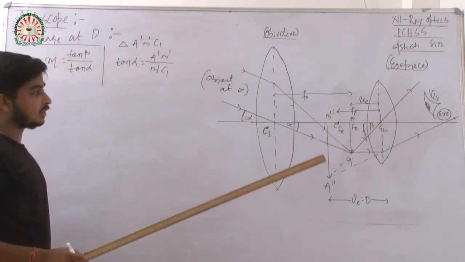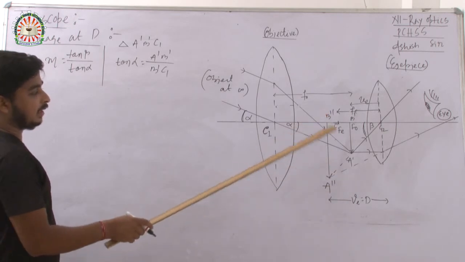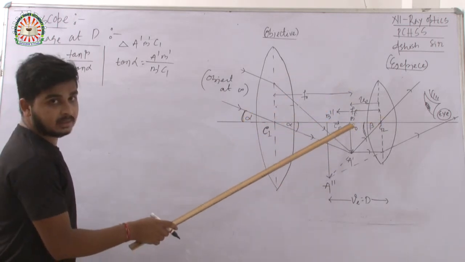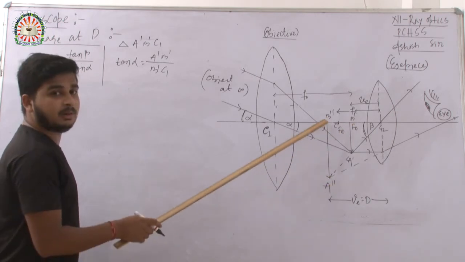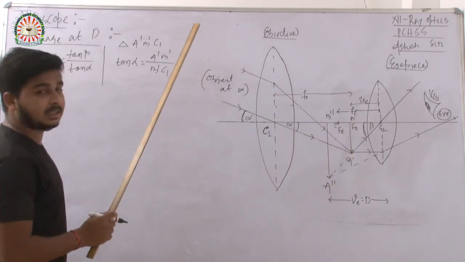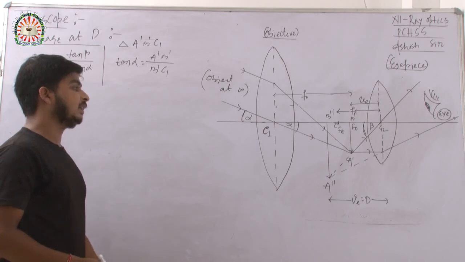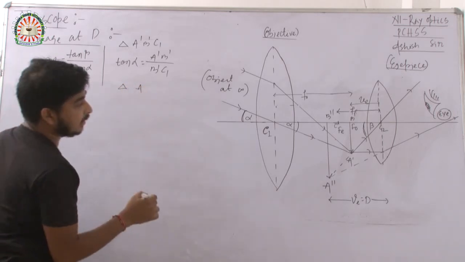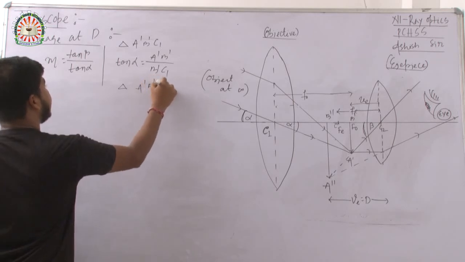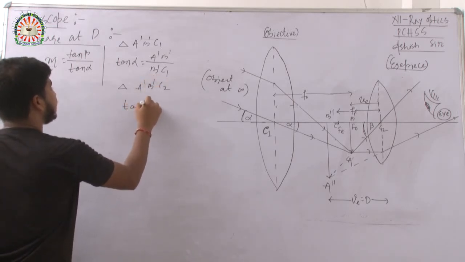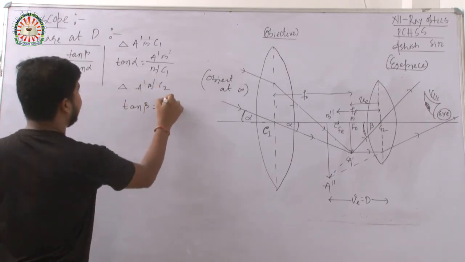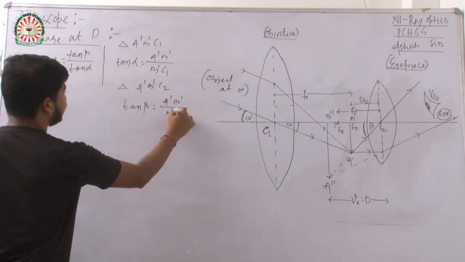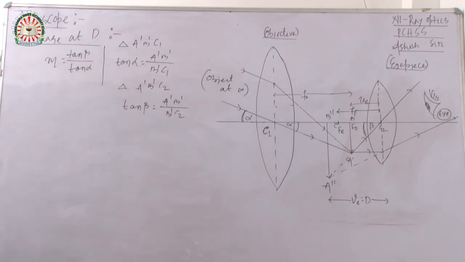You can ask, sir, why are you not taking A''B''C2? Because if we take A'B' instead of A''B'', the A'B' can be cancelled out. So I get this. In triangle A'B'C2, tan beta is how much? Tan beta will be A''B'' divided by B'C2. This is the value of tan alpha and tan beta.